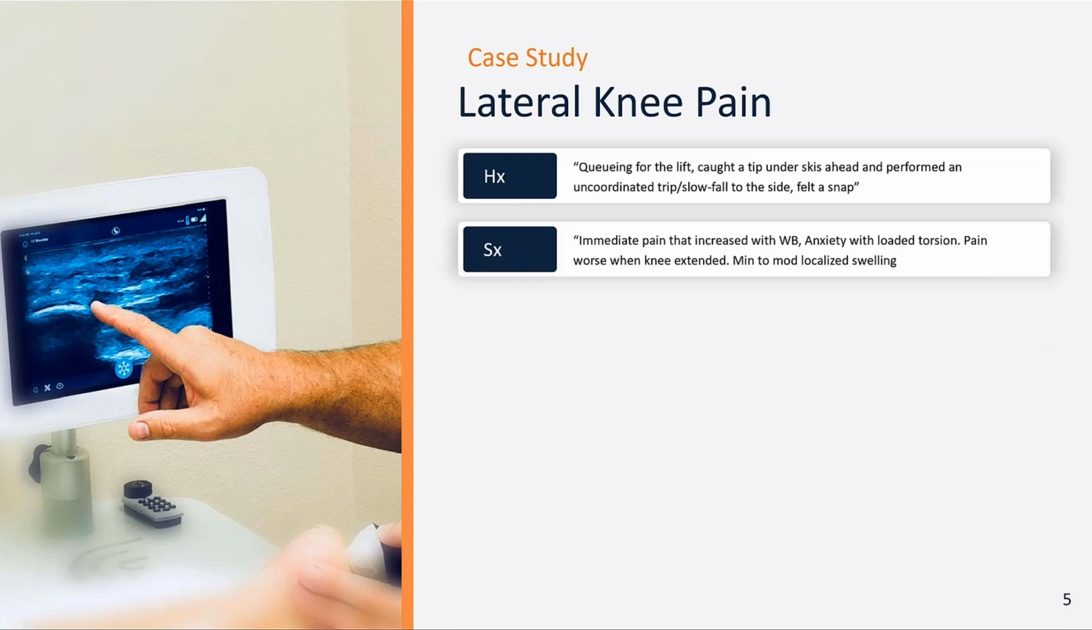She immediately felt pain that increased with weight bearing, but her biggest concern was when she was standing and trying to turn on the foot, there was some instability that she felt. She did claim that when she extended her knee completely was when she had the most pain, and that she only had minimal to moderate swelling at the time.